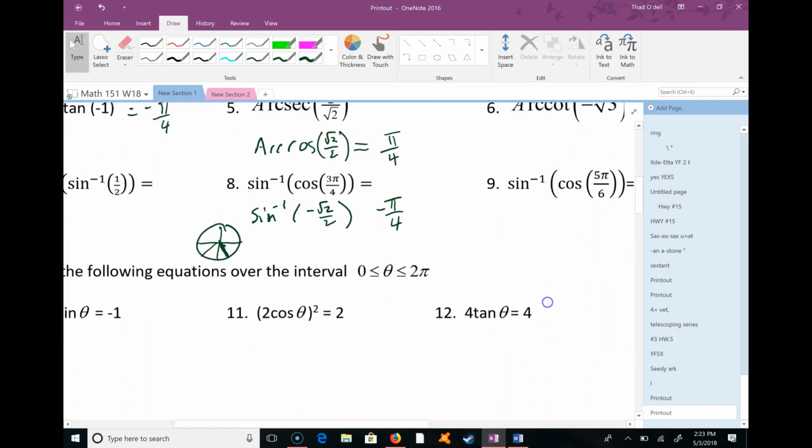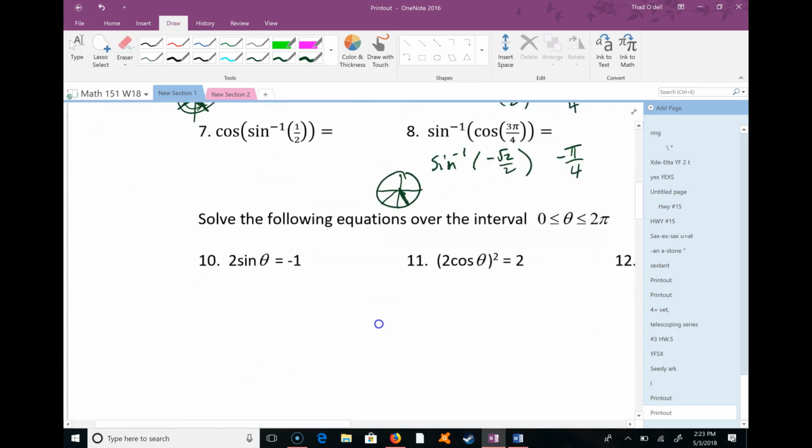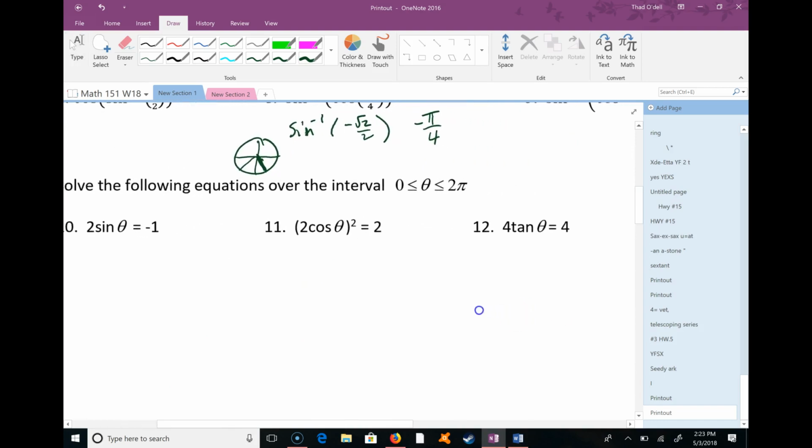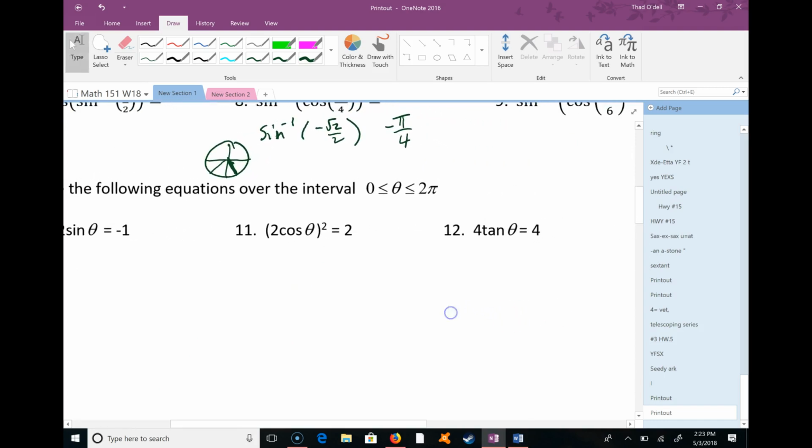Okay. So that's enough of those. I'm going to move down and hit a couple of equations, like number 11 is a good example. If I'm trying to solve for theta, I just have to undo everything that's not theta. So I begin on the outside. Got to get rid of that squared, so I square root both sides. That would be 2 cosine theta is equal to the square root of 2. Then I divide both sides by 2, and I get cosine theta is equal to rad 2 over 2.